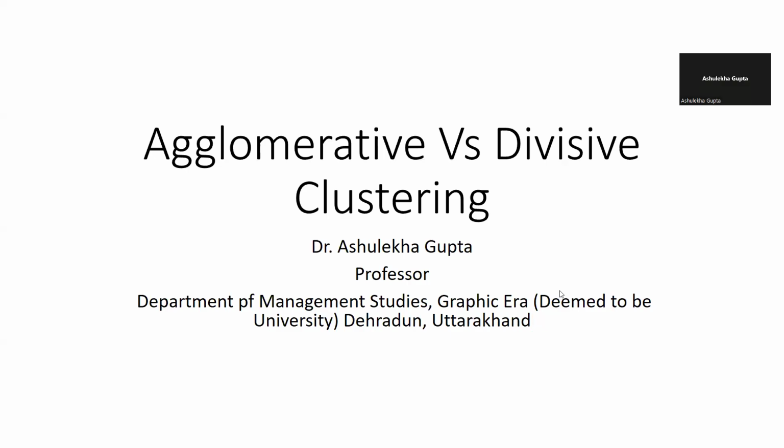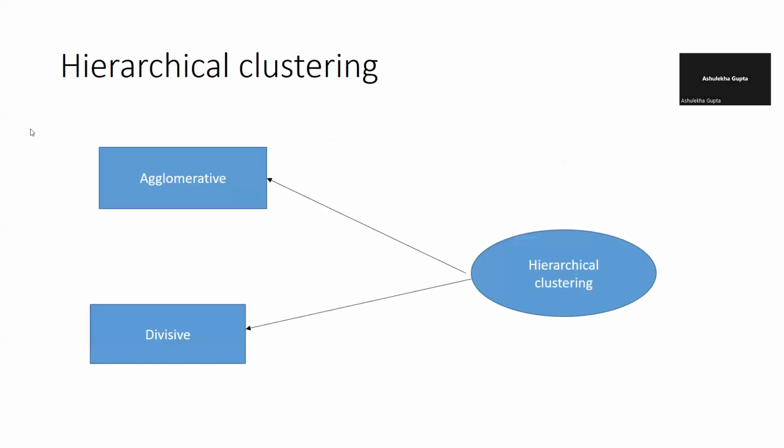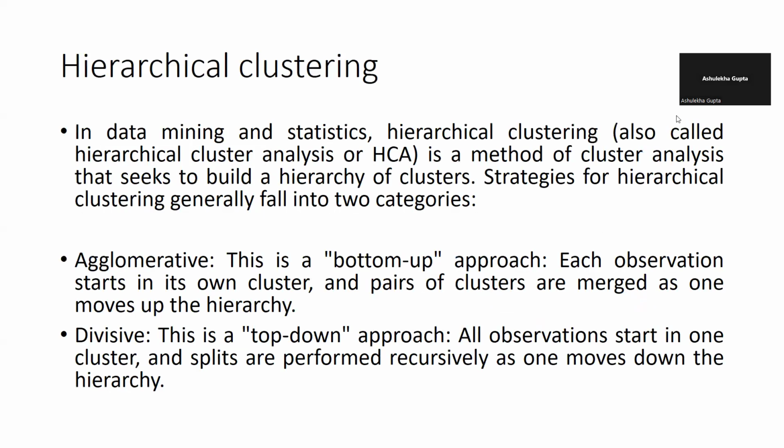Hi everyone, today we will understand the difference between agglomerative and divisive clustering. First of all, we will understand which one is the top-down approach and which one is the bottom-up approach. Hierarchical clustering can be divided into two parts: agglomerative and divisive.